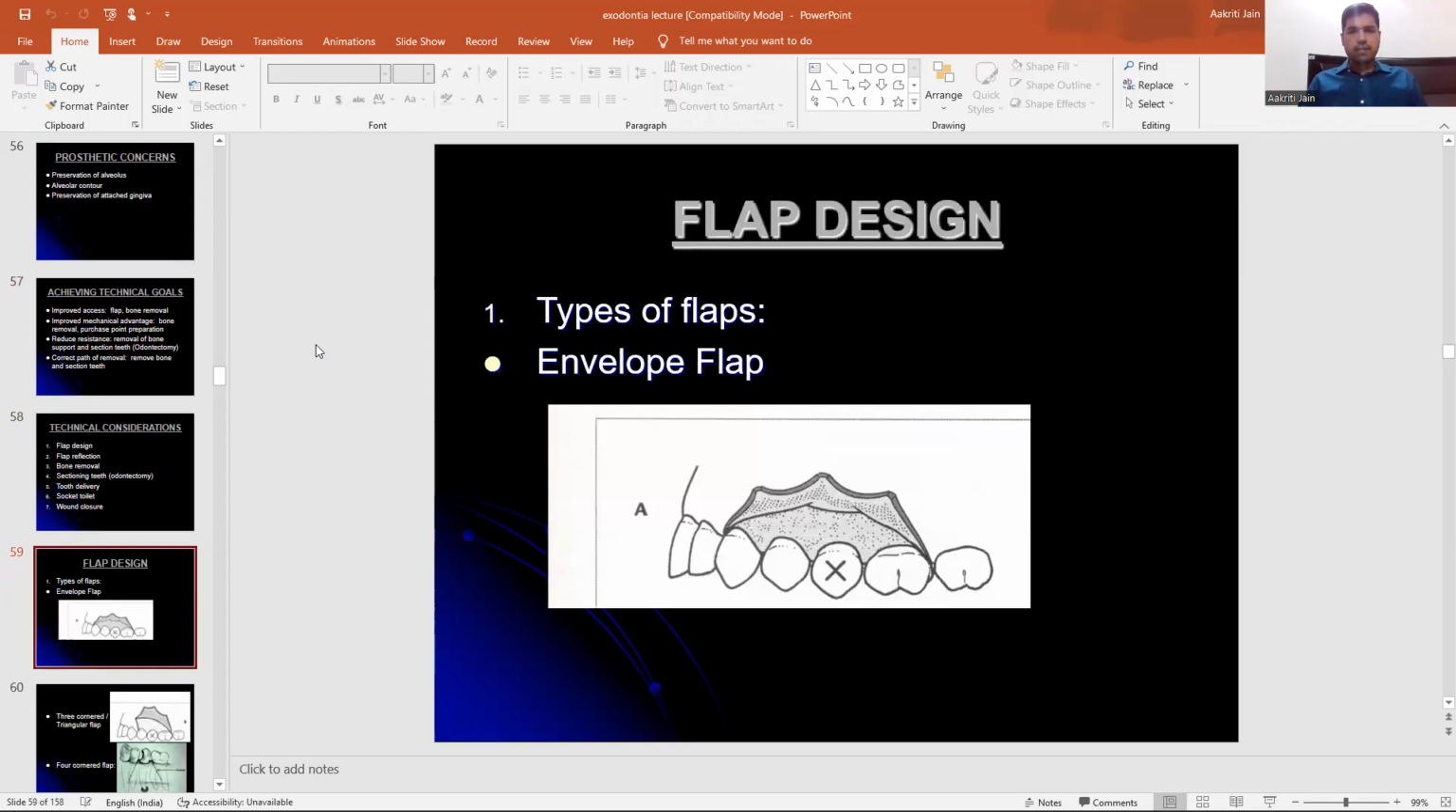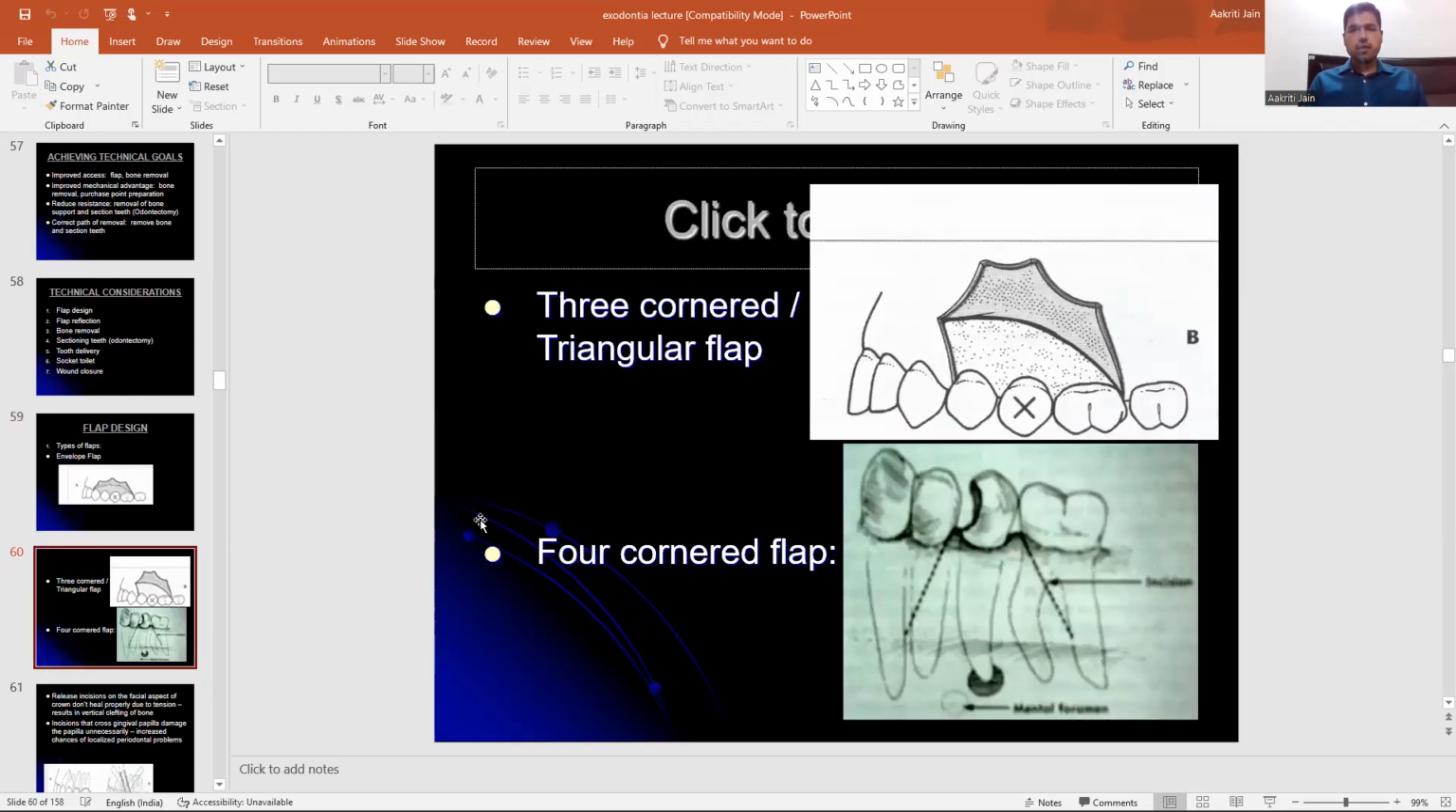Now let's understand the flap design types, which include different types of flaps. This is called the envelope flap, in which you make crevicular incisions around and reflect the full thickness mucoperiosteal flap. After the extraction, just place the flap back and suture. This is the three-cornered or triangular flap, in which the difference is you give a releasing incision at one end. This is the four-cornered flap, also called the trapezoidal flap, in which you give releasing incisions on both sides.